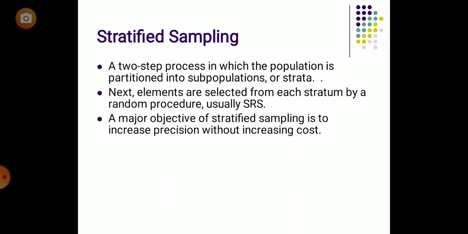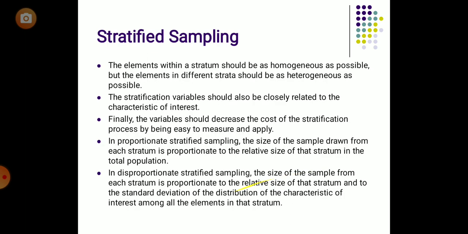If we move further, next is stratified sampling. Stratified sampling is basically a two-step process in which the population is divided into subpopulations or strata. Again it is like quota sampling, where the population is divided into different strata based upon some characteristics. In stratified sampling, the elements within a stratum, meaning within one group, should be homogeneous, and between groups the elements should be heterogeneous. Homogeneous means they are similar and heterogeneous means they have different characteristics.